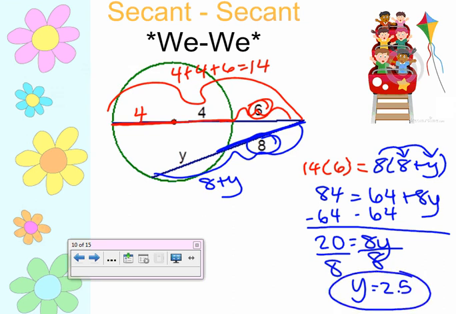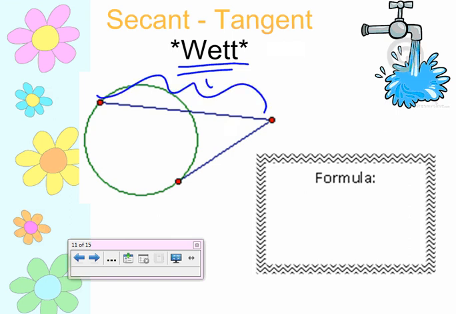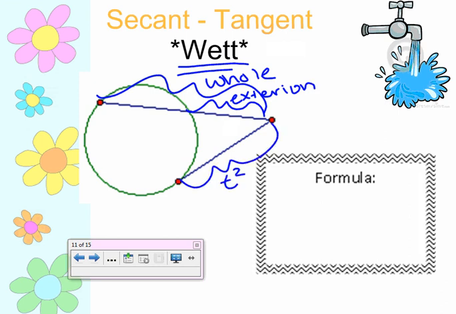Now we use WE when we're talking about a secant and a secant, okay? The last set of segments we're going to look at is going to be a secant with a tangent. Now the shortened version of that is going to be called WET, which stands for whole times exterior equals tangent squared. That's why there's two T's, right? Tangent times tangent is the same thing as tangent squared.